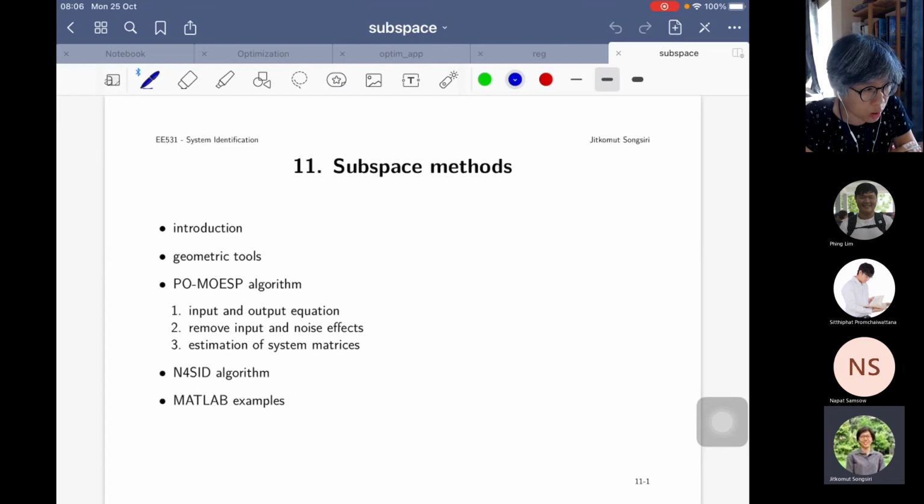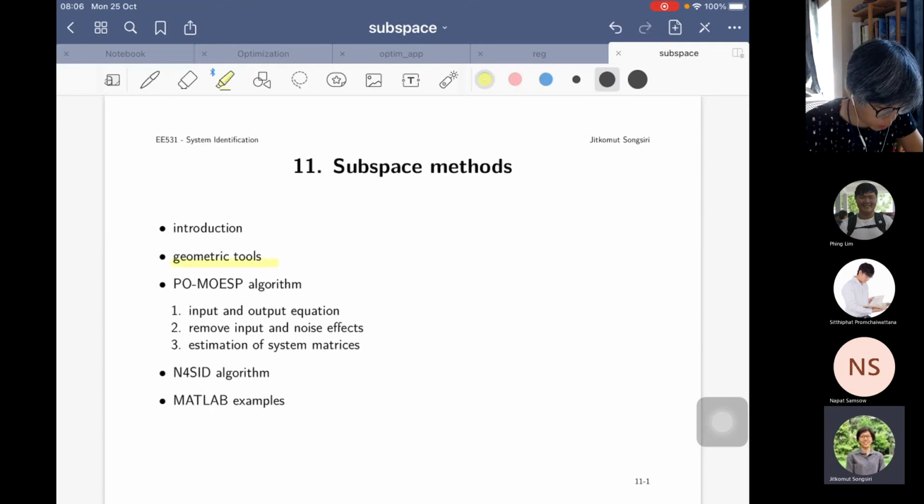It uses geometric tools dealing with projection on matrices, and it provides a scheme for estimation of state space model parameters. So in this chapter, we're going to see the concept and the tools we need. And we take a look at two popular algorithms in subspace identification, one called PO-MOESP.